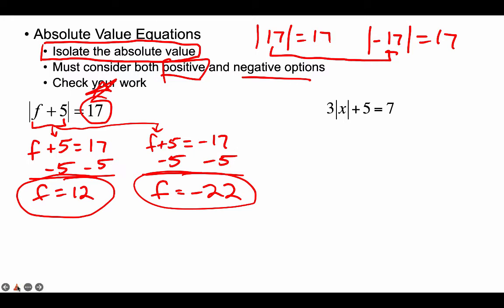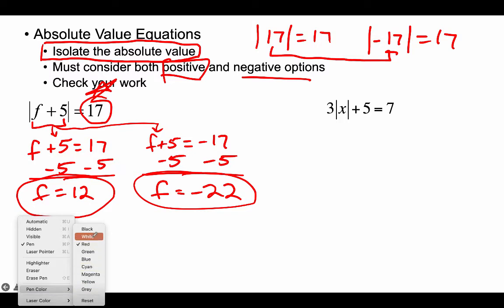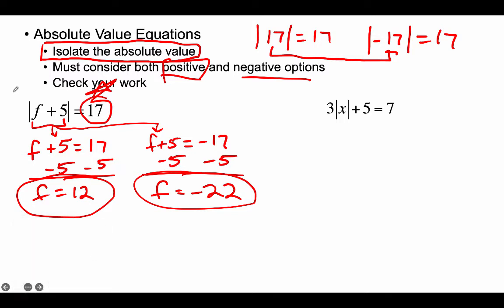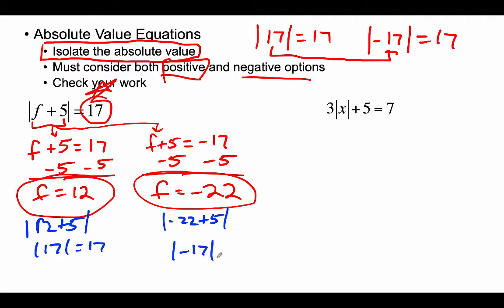Let's see if I can find a different color here and change it up. Let's see, pen color. Let's go with blue. Yes, indeed. So now I'm going to check the absolute value of, well, f is 12 plus 5. That's 17. The absolute value of 17 is 17. And now I do the other one. The absolute value of negative 22 plus 5. That's the absolute value of negative 17, which is 17. So these absolute values, you got to have two of them.